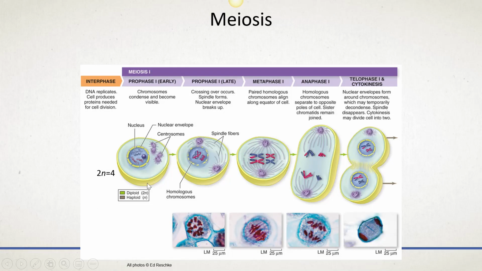So during prophase 1, the chromosomes are going to condense and the nuclear envelope is going to start disappearing. Spindle fibers are going to start to form, and a process called crossing over happens. And crossing over is unique to meiosis.